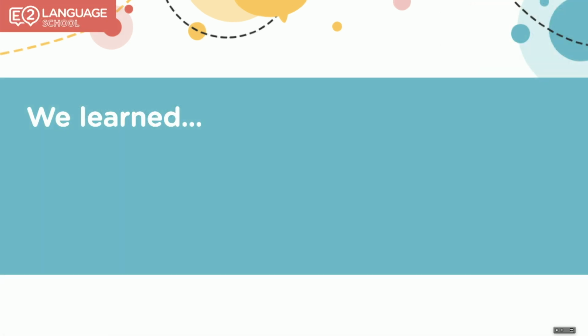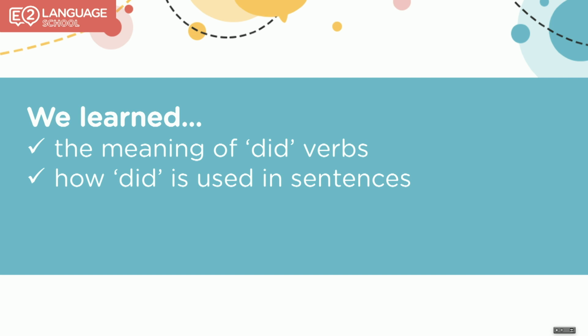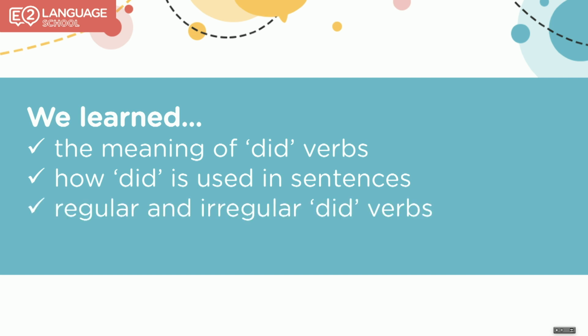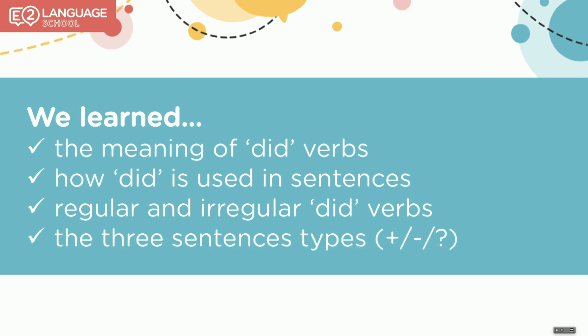Okay, we learned a lot in this lesson. Specifically, we learned the meaning of did verbs. They refer to past facts, something that's happened and is finished. We learned how did is used in a sentence. We learned that there are regular and irregular did verbs. We also learned the 3 sentence types: positive, negative, and question sentences.